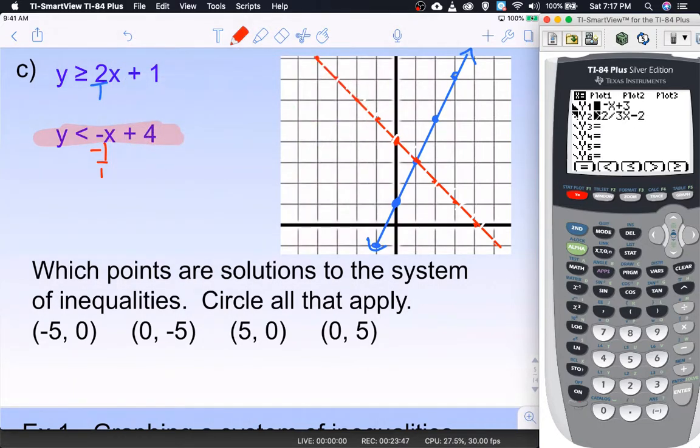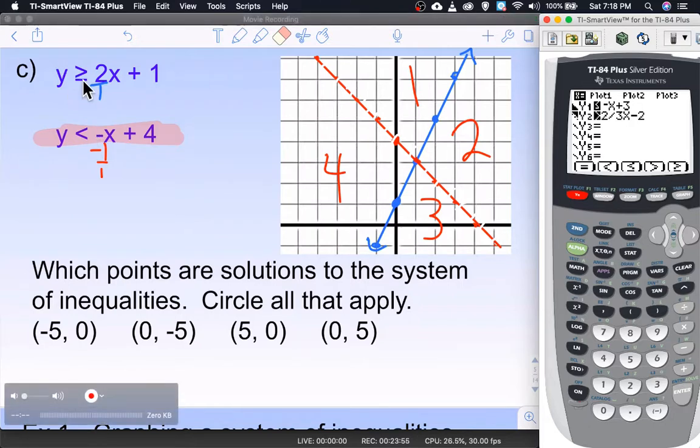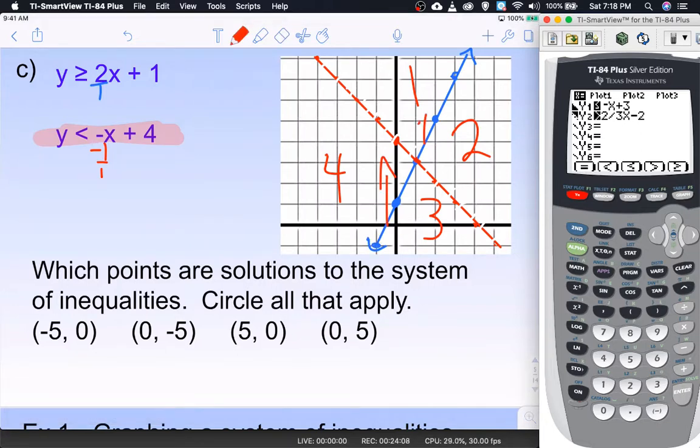Now, I've got 4 sections of pi. 1, 2, 3, 4. Let's see which ones make both inequalities true. So I'm looking for greater than the blue line, above the blue line. That would be sections 1 and 4. These two are above. If I would go from the blue line straight up, those two are allowed, where sections 2 and 3 are not.